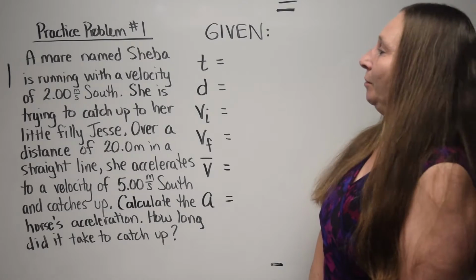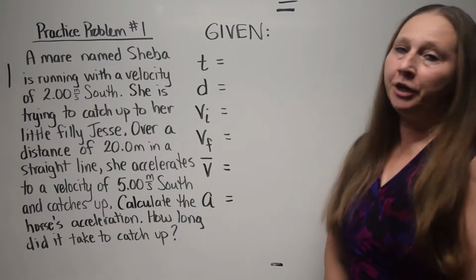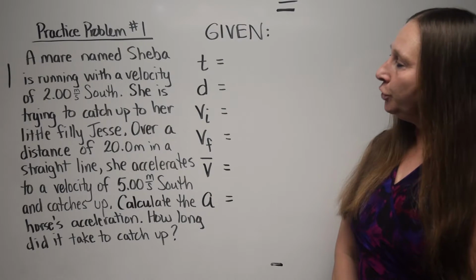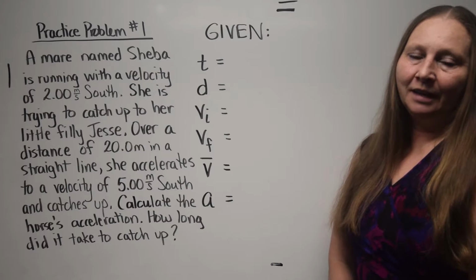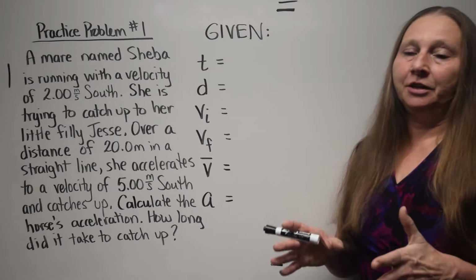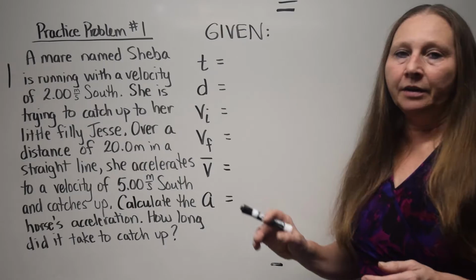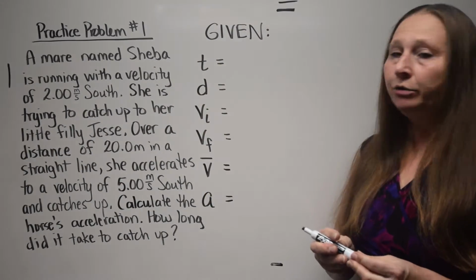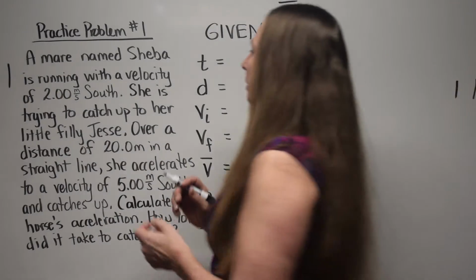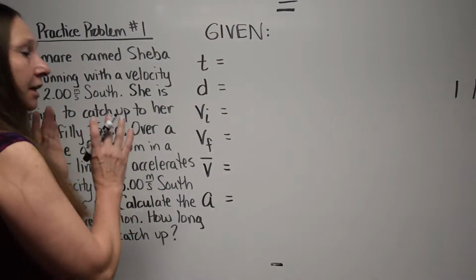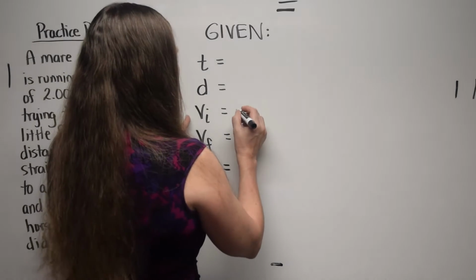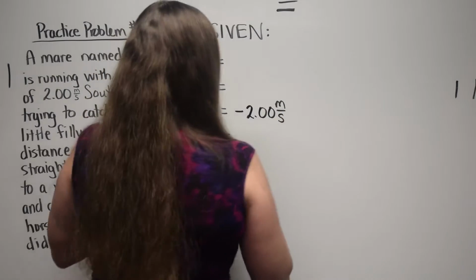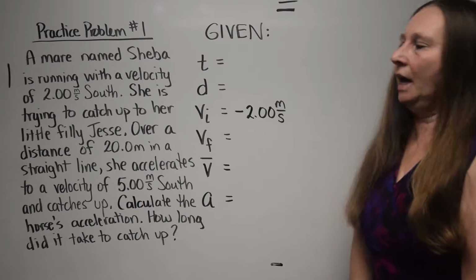So here's our first problem. A mare named Sheba, now mare is a mommy horse, is running with a velocity of 2 meters per second south. Now again, the instant you come to a number that you can assign to a physical quantity, you put it right in. And since this is south, we're going to make it negative. So this is her initial velocity. This is the beginning. So v initial is negative 2 meters per second. All right, that's her initial velocity.